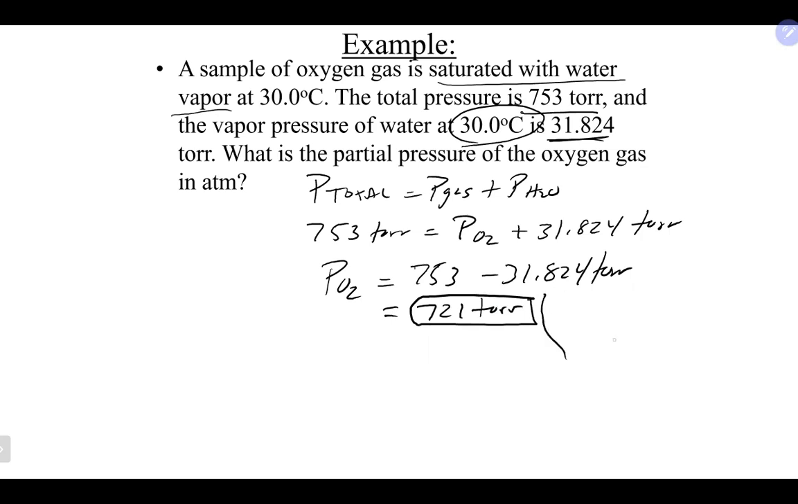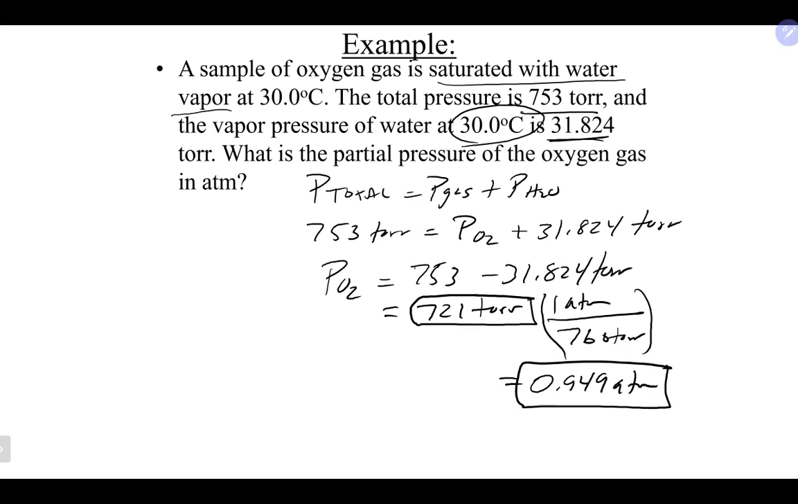And again, we did want atmospheres here, so we would divide by 760 to convert it into atmospheres. And if we did that, we would end up with 0.949 atmospheres. And that would be the pressure of the oxygen gas in this case, without the contribution of water, obviously. And if you were going to continue on and needed the pressure of oxygen in a calculation, that would be the value that you should use, not the one that still has the water associated with it.